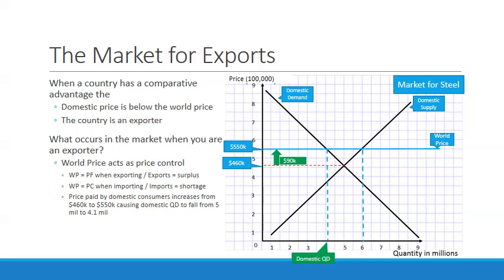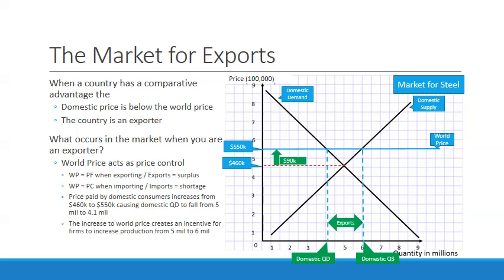Now on the other side, we can see here what happens with the firms. So domestic quantity supplied increases. The increase from 460,000 to 550,000 creates an incentive for firms to increase production from 5 million to 6 million. So it's important to look at here: when the United States exports goods to another country, notice that consumers pay higher prices and thus buy less, but producers will produce more because now they have a market in which to sell that.